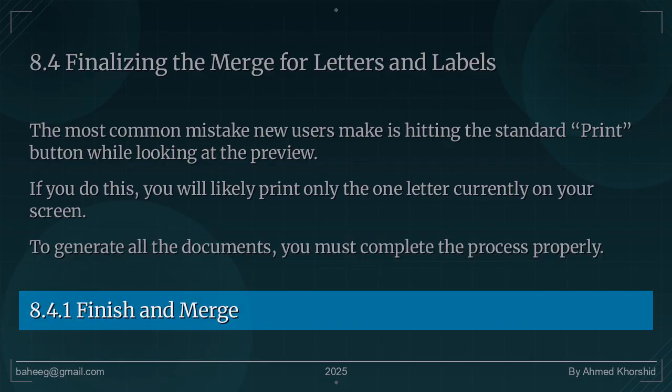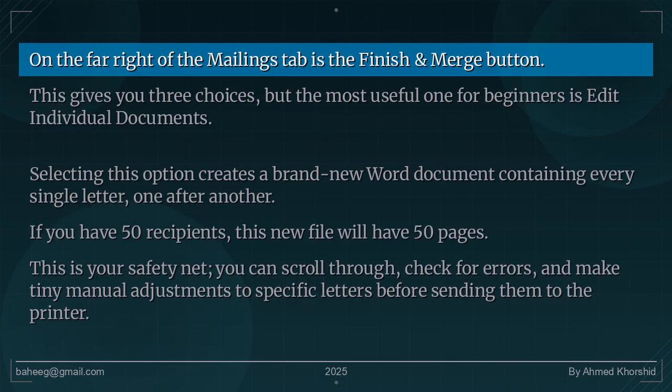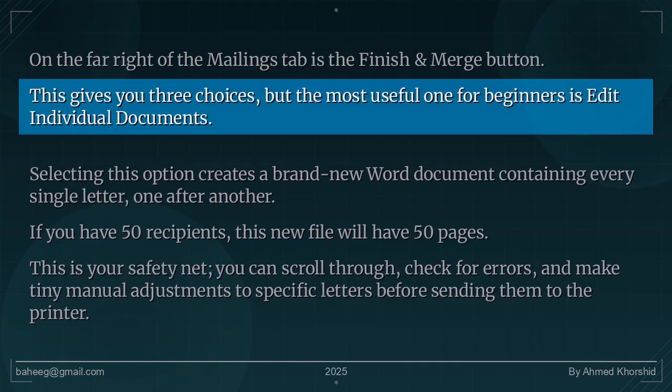8.4.1 Finish and Merge. On the far right of the Mailings tab is the Finish and Merge button. This gives you 3 choices, but the most useful one for beginners is Edit Individual Documents.